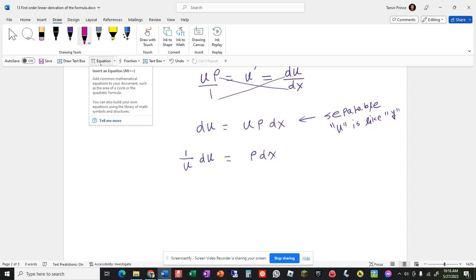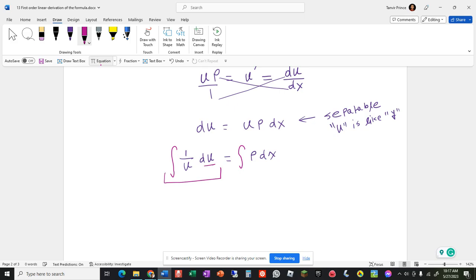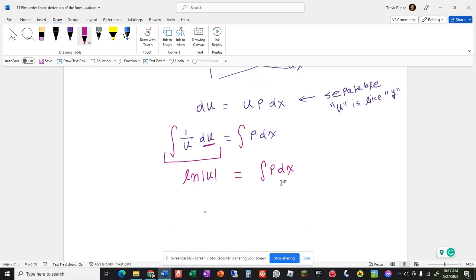So here I can take the integral of both sides. On the left hand side, the integral is with respect to u. The integral of 1 over u du is ln of u. And again, we're going to add c on the right hand side, and the right hand side is the integral of p dx. So if I solve for u, that's going to be e to the power integral of p dx.